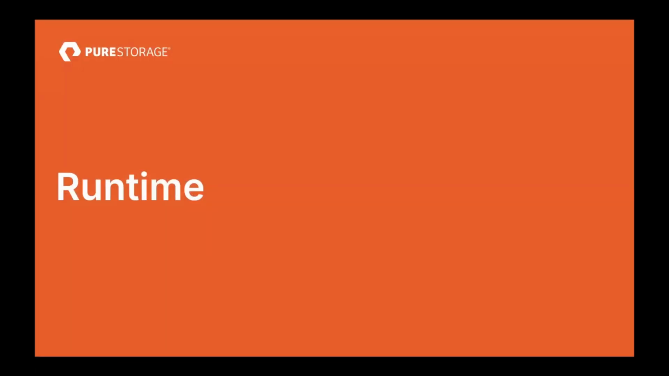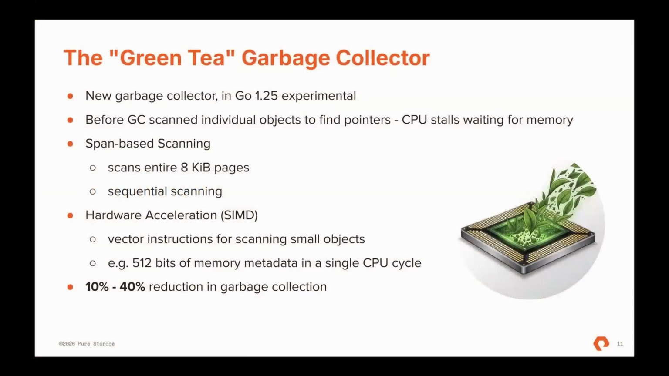So that's the changes in the language. There are also some changes and improvements in the runtime itself of Go. One thing I think you probably have heard: the Green Tea garbage collector was introduced in the last version of Go 1.25. Up until now, it was just experimental, but now it has matured and it's on by default. So what does it bring?